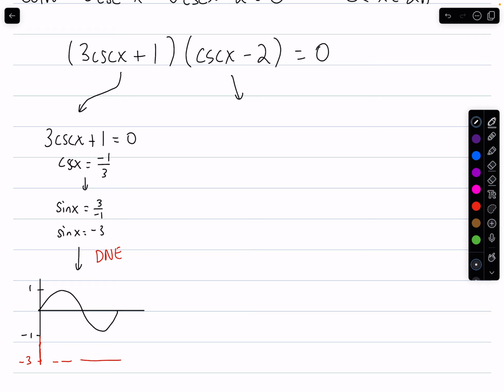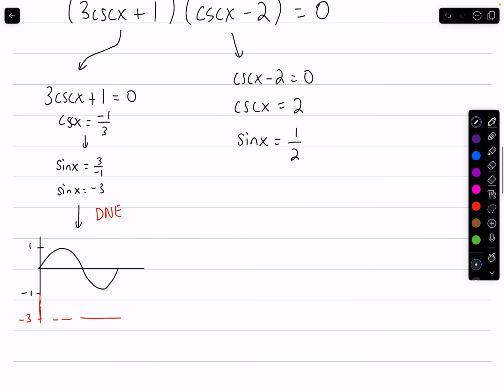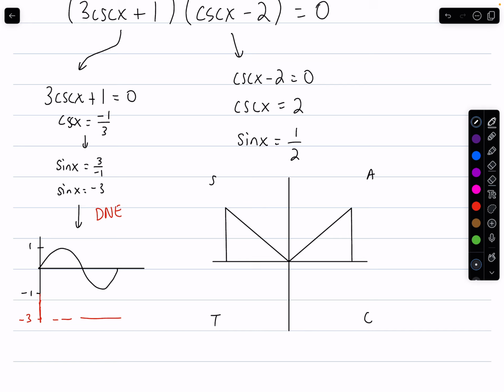So let's go over here. Cosecant x minus 2 equals 0. Cosecant x equals 2. So that means sine x is just going to be equal to 1 over 2 because sine x is a reciprocal. Now that I know sine x is equal to 1 over 2, I can actually put this into my CAST rule. And remember, since sine is positive, we know we're going to be in this quadrant and this quadrant. And sine, remember from SOHCAHTOA, sine is opposite over hypotenuse. So if sine is opposite over hypotenuse, it'll be 1 and 2 and 1 and 2.